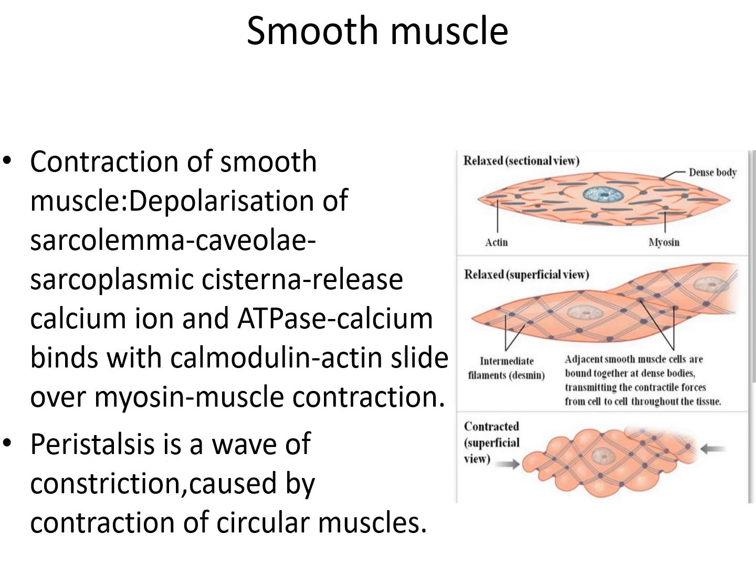How does the smooth muscle contract? First there is depolarization of the sarcolemma, from there to the caveolae, and then to the sarcoplasmic cistern. The sarcoplasmic cistern will release calcium ions and ATPase. Calcium will bind with the calmodulin, and the actin will slide over the myosin, and thus the muscle will contract. Peristalsis is the wave of constriction. It is caused by contraction of circular smooth muscles.